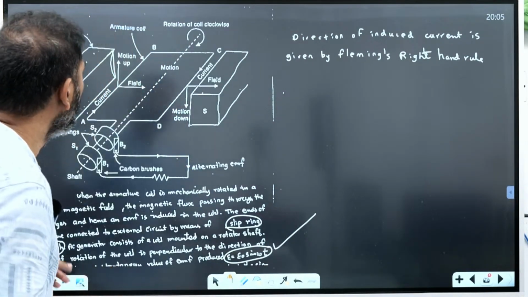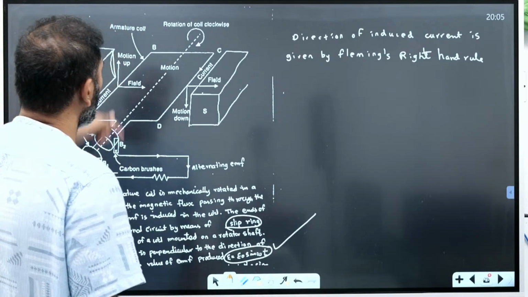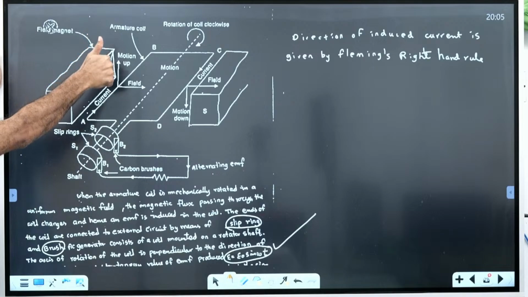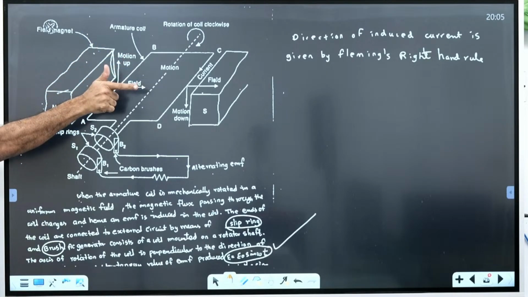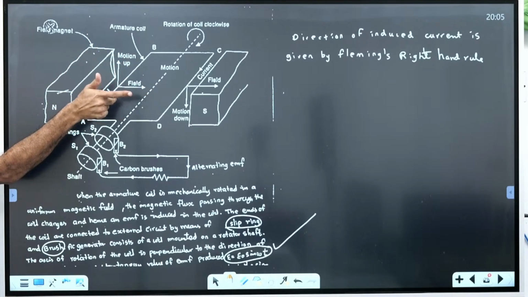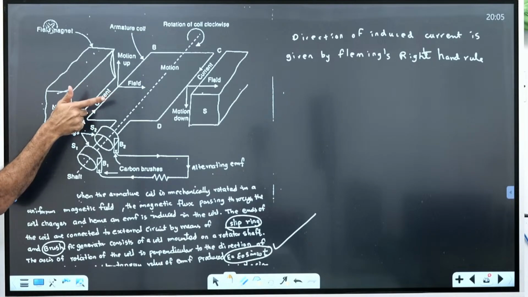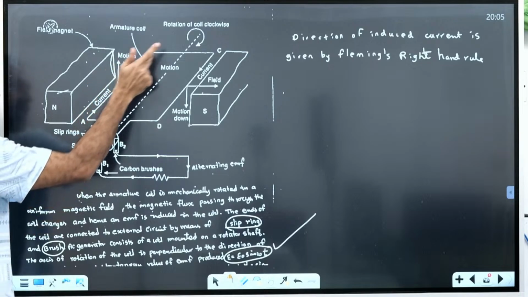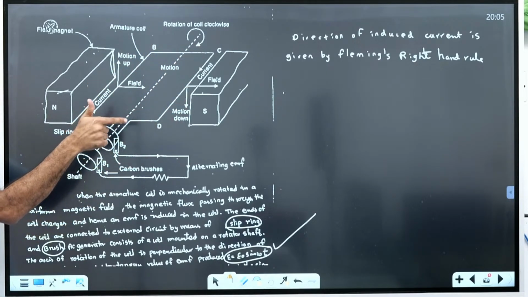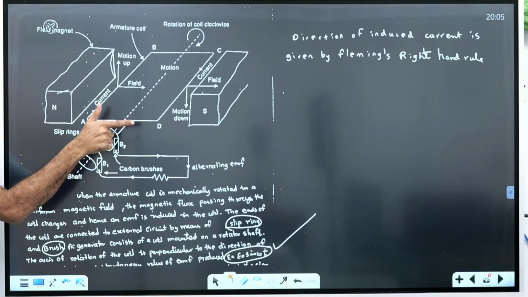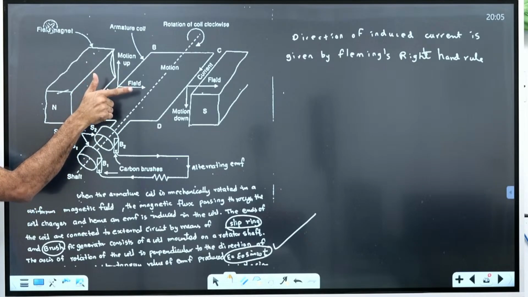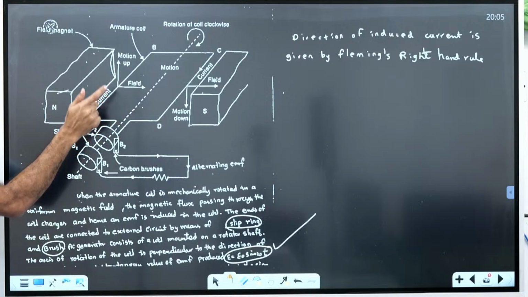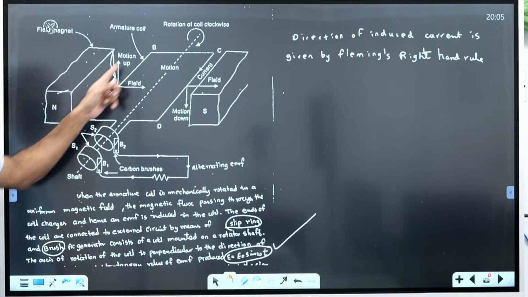Direction once more. The armature coil is moving upward. So I am taking my right hand. Thumb is in the direction of armature coil which is moving upward. Forefinger is lines of force which is from north to south. So direction of induced current will be in this direction. So current flows in the clockwise direction. Thumb is in the direction of armature coil motion, forefinger is in the direction of magnetic lines of force, then middle finger will be the direction of induced current.